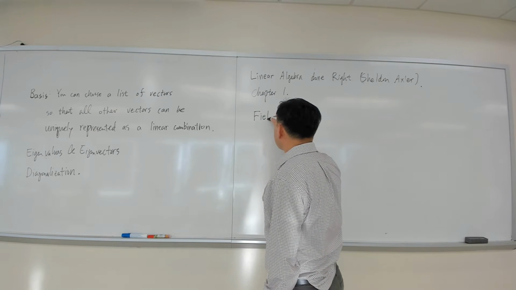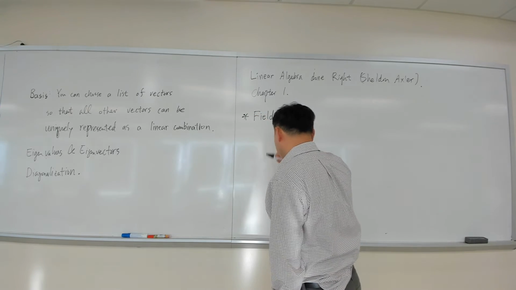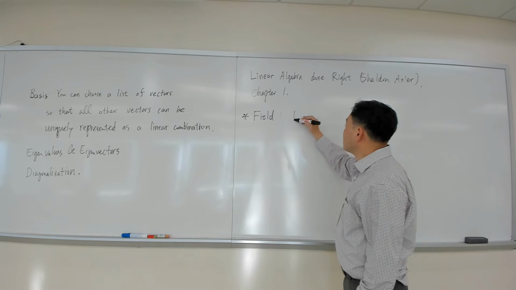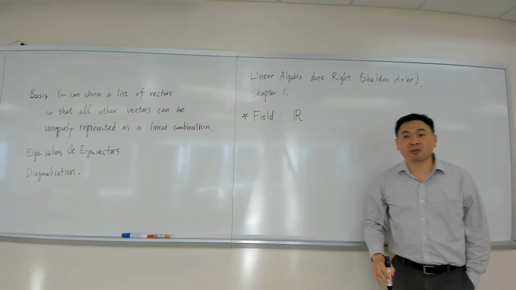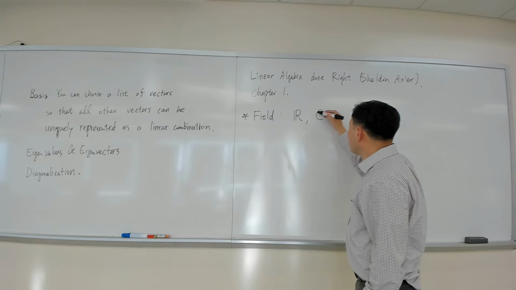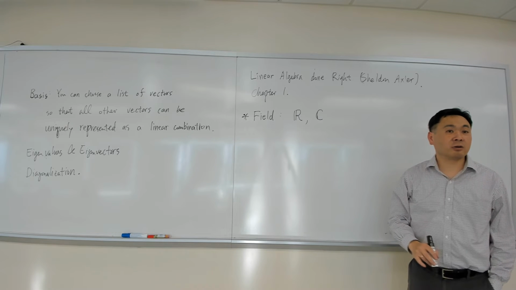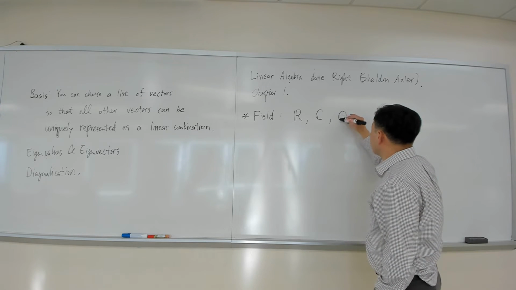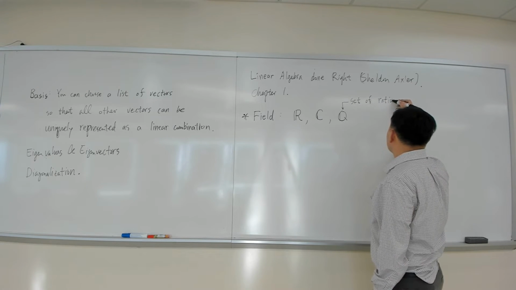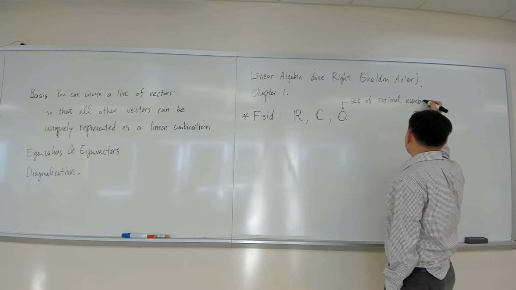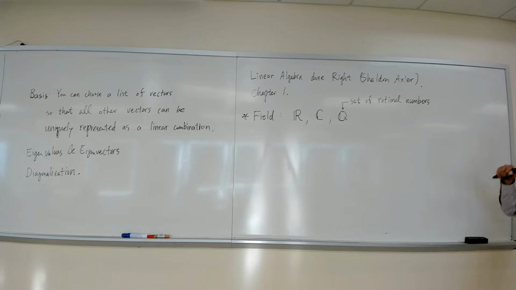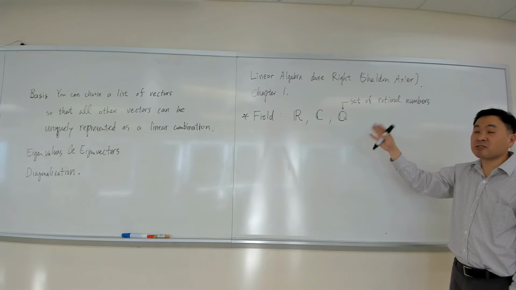Okay. So what's a field? Well, instead of me giving you the definition of a field, I'll just say the set of real numbers R that we're so used to, and also the set of complex numbers, or Q, which is the set of rational numbers. Rational numbers are numbers that can be represented as an integer over an integer, okay? These are examples of fields.